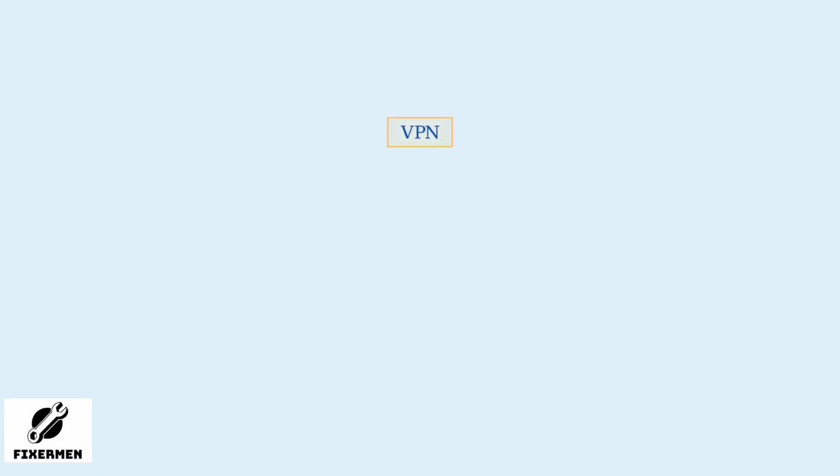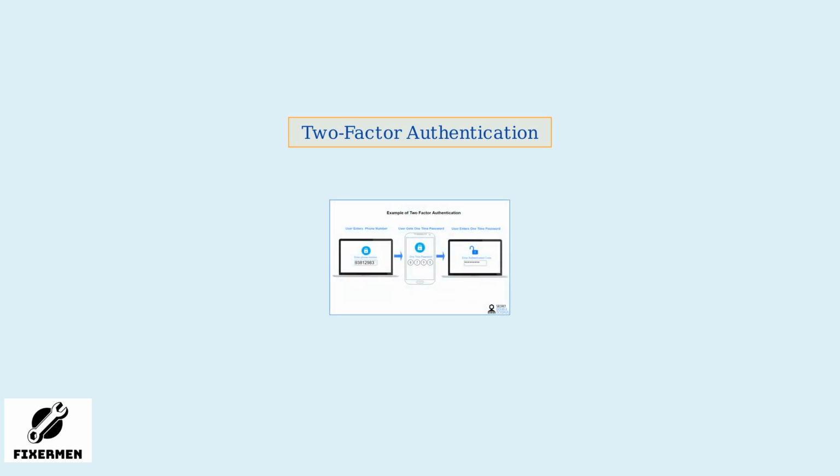If you use a VPN for secure connections, you'll need to reconfigure it after the reset. Open your VPN app or settings, re-enter your credentials, and reconnect to your preferred server. As an important security measure, double-check that two-factor authentication is enabled on your important accounts. This adds an extra layer of protection beyond just passwords.